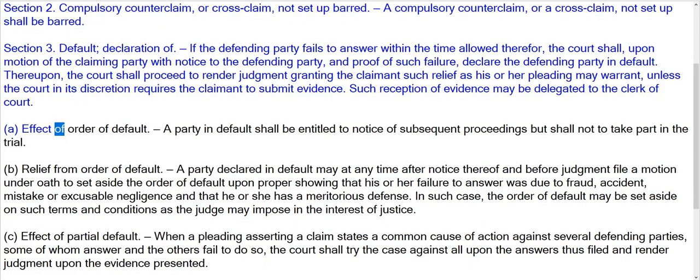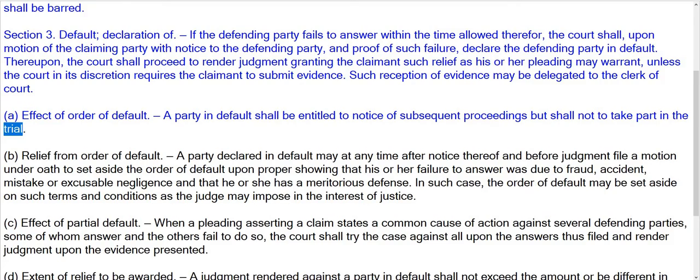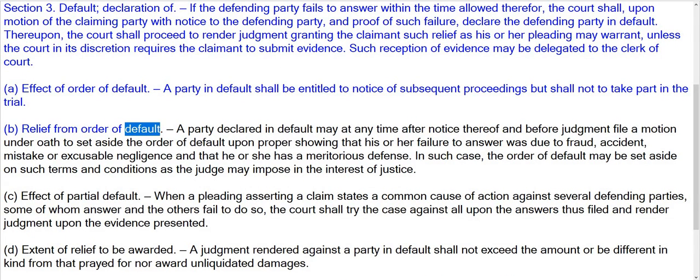A. Effect of order of default. A party in default shall be entitled to notice of subsequent proceedings but shall not take part in the trial.